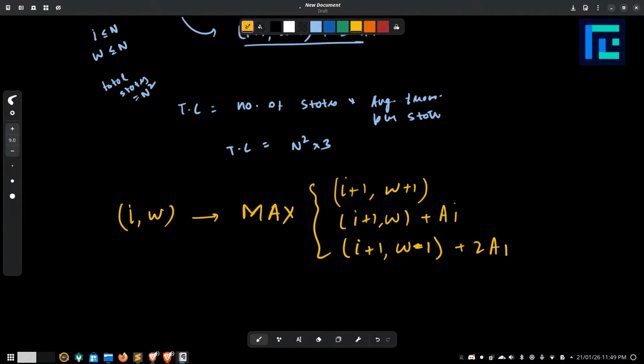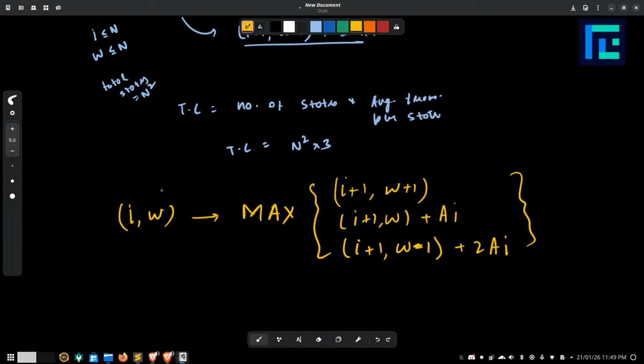So basically, this represents the number of coins I will get if on the I plus 1th day I have w plus 1 watches. And this represents the number of coins I'll get if on the I plus 1th day I have w watches. And this represents if on the I plus 1th day I have w minus 1 watches. And since I sold 2 watches, therefore 2 into ai extra coins. And since I already sold 1 watch, so ai extra coins.